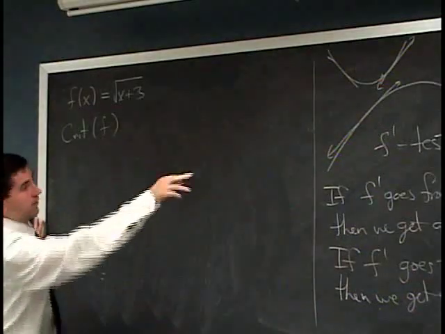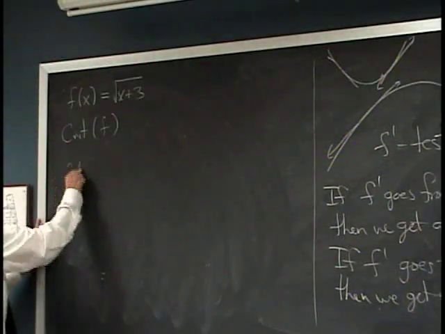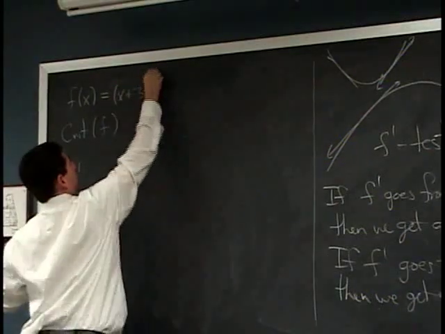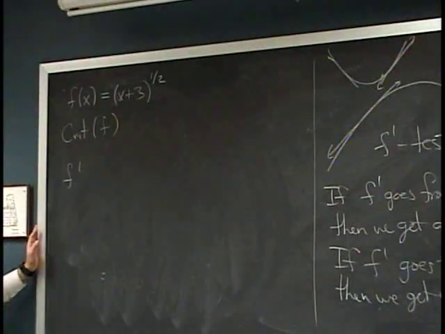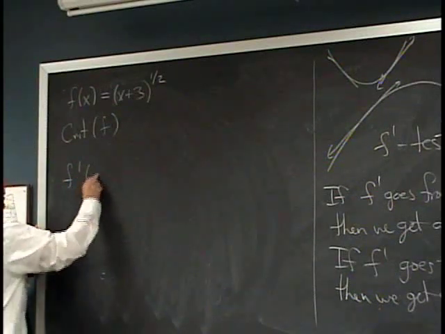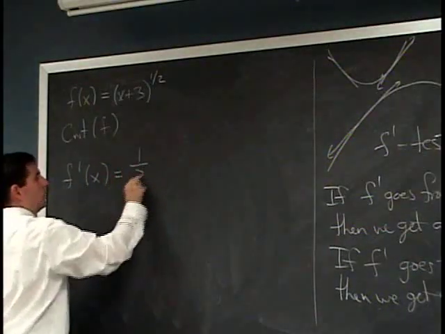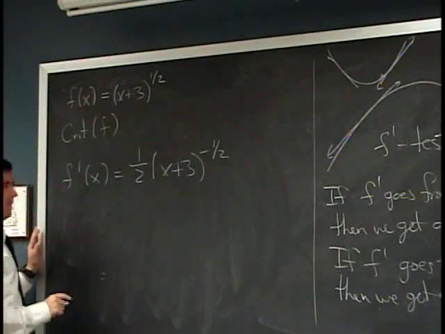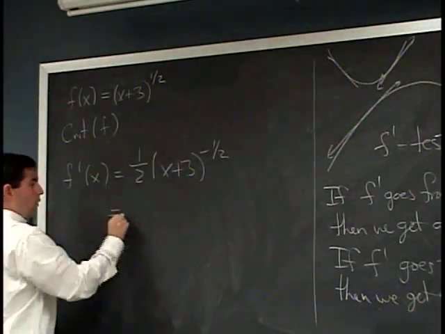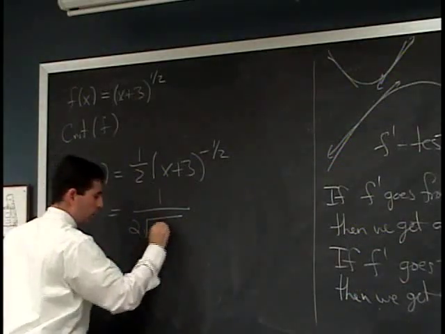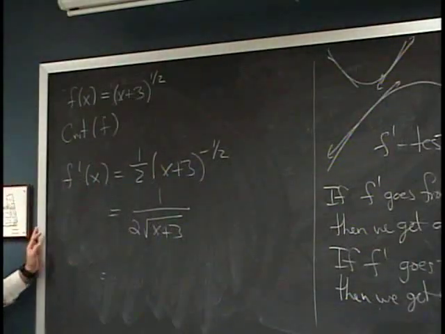But then I need to look at the derivative. So what's the derivative? Well, if I write this instead of x plus 3 square rooted, I can write it as x plus 3 to the 1 half. And then what rule can I use? Power rule along with the chain rule. And it's going to give me 1 half x plus 3 to the minus 1 half. And this negative exponent means I'm going to have to do 1 over. So this really looks like 1 over 2 square root of x plus 3.